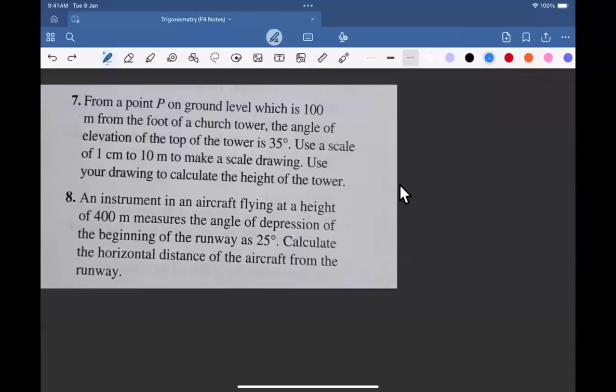From a point P on the ground level, which is 100 meters from the foot of a church tower, the angle of elevation of the top of the tower is 35 degrees. Use a scale of 1 cm... don't worry about this part here. We could do that as a side note, but this is the main question. They want me to calculate the height of the tower. Bryce, I want you to explain to me what's going on in this question.